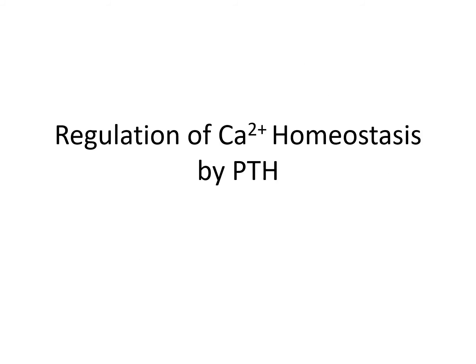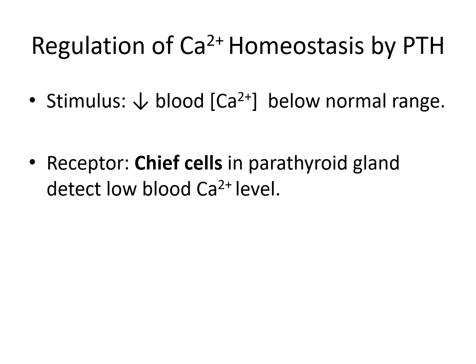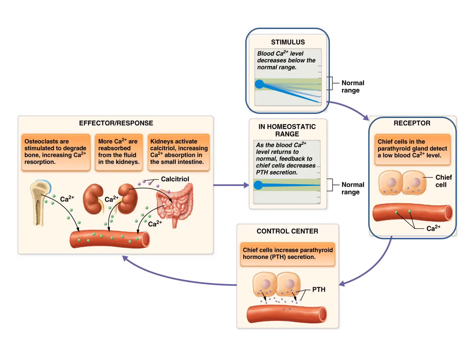So let's look at the regulation of calcium homeostasis by parathyroid hormone. The stimulus is a decrease in blood calcium below normal range, and the receptors are chief cells in the parathyroid gland that detect low blood calcium levels. So here there's a drop in blood calcium levels, and the chief cells in the parathyroid gland detect the low blood calcium levels. So those are the receptors.